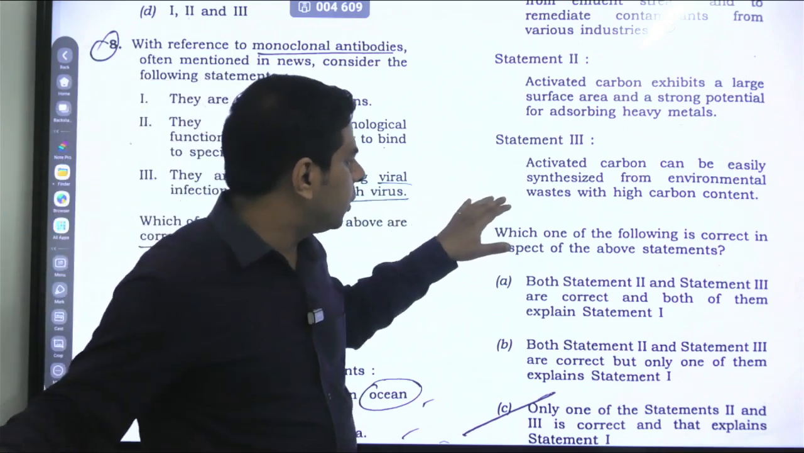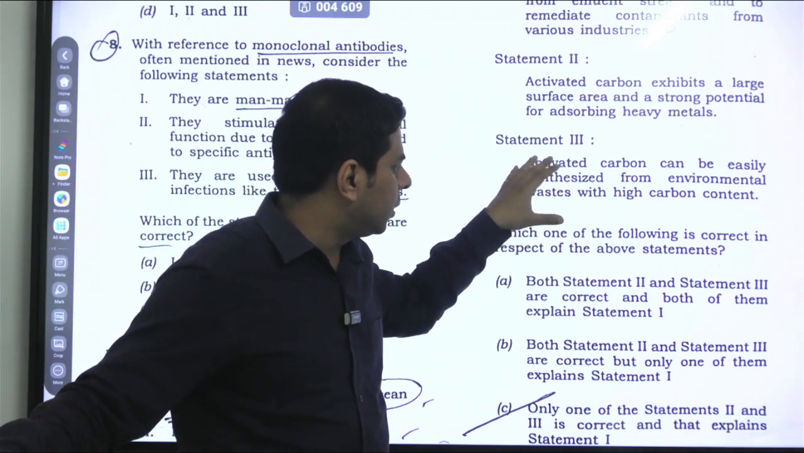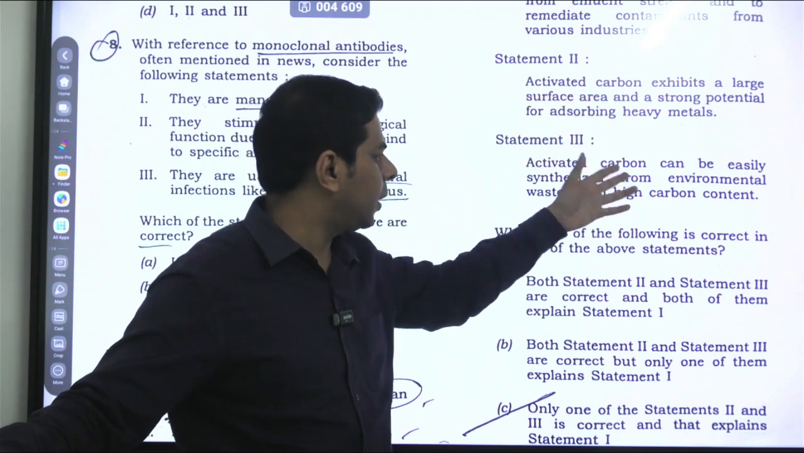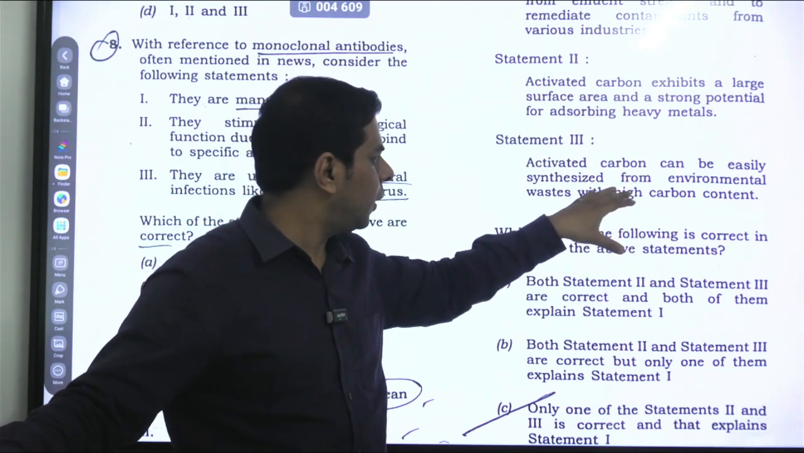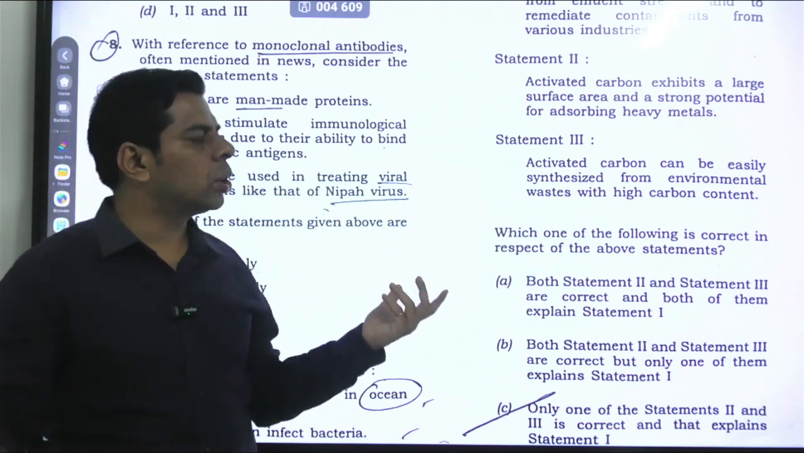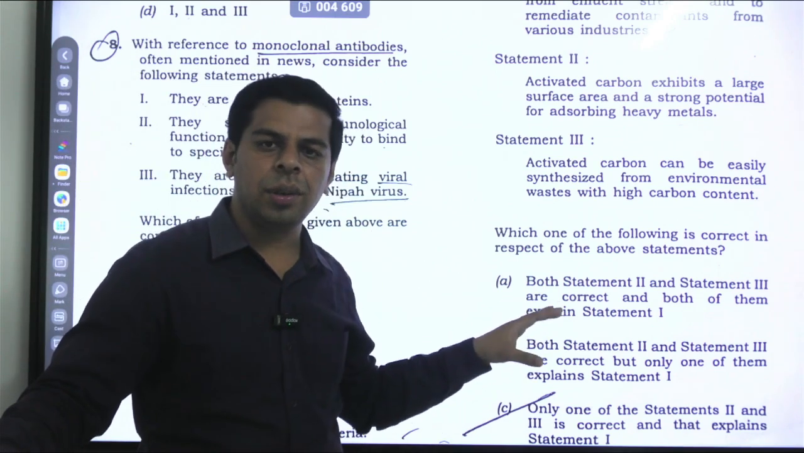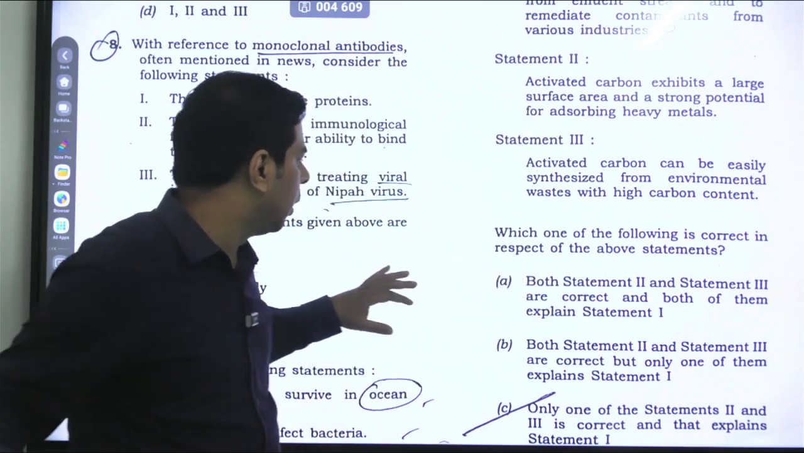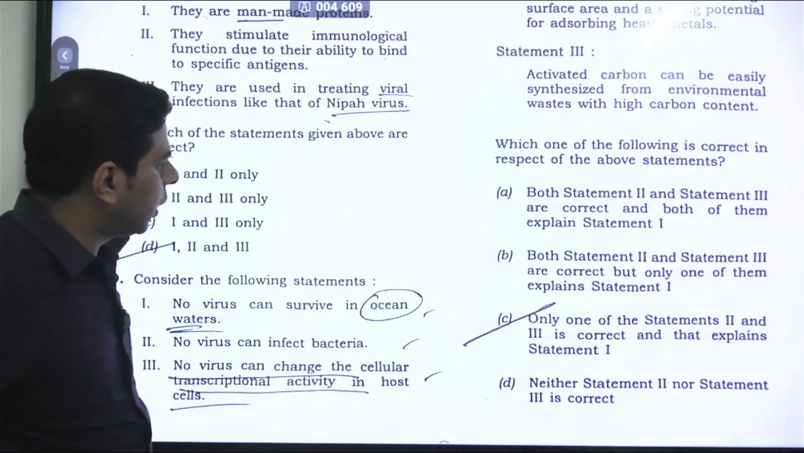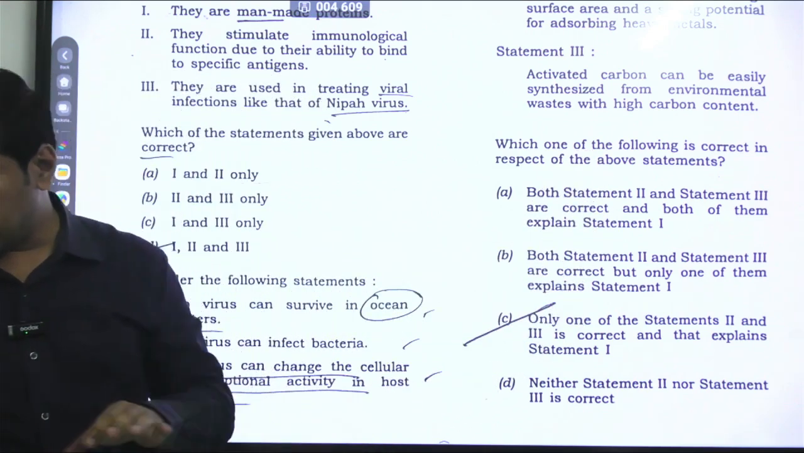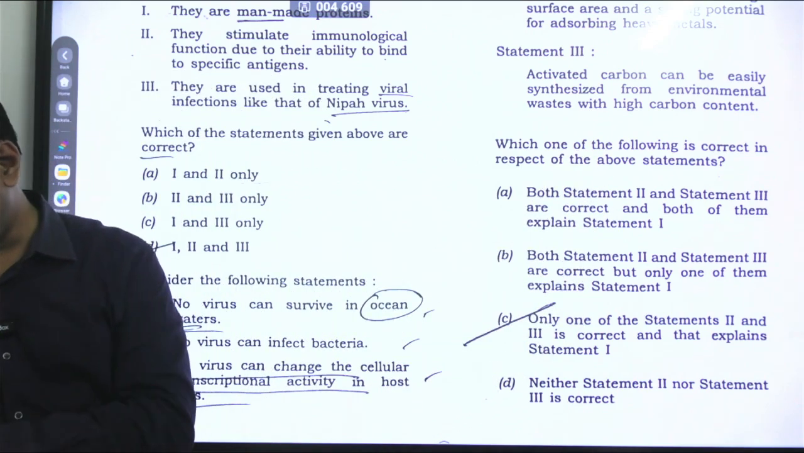And the third one says activated carbon can be easily synthesized from waste with high carbon content. As the name suggests, carbon, yes, it can be linked to high carbon, and it's mainly generated from waste as well. So once again, the question goes on the similar pattern of glorification of the emerging technologies, and all three statements are correct. But the catch is, once again, you have to link whether the statements attributed are linked to the right options or not.